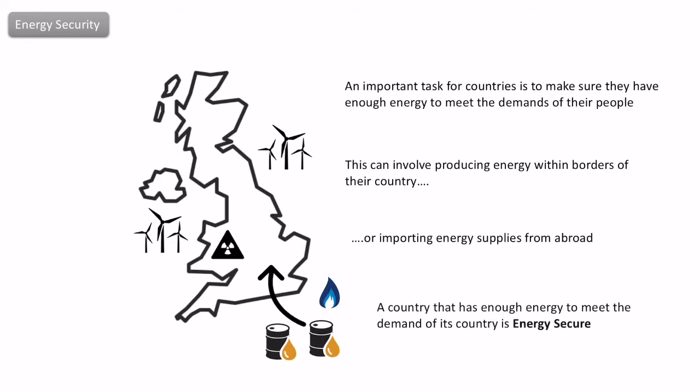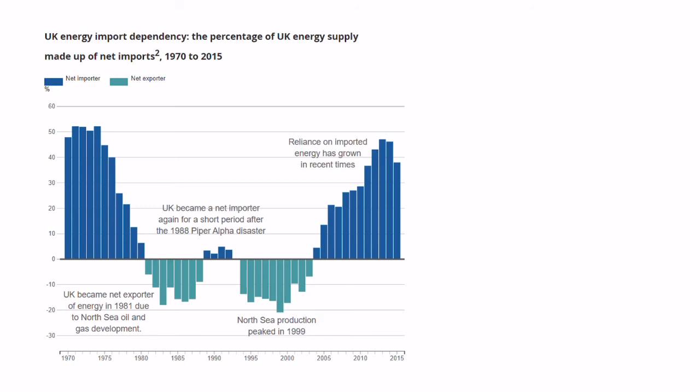This is where a country has enough energy to meet the demands of its country, and we would say that when they do that, you're energy secure, you've got high energy security, and if you don't do that, you're very energy insecure. So countries are now trying to see if they can get most of their energy from within their own borders, and I'll explain in a second why that's an issue.